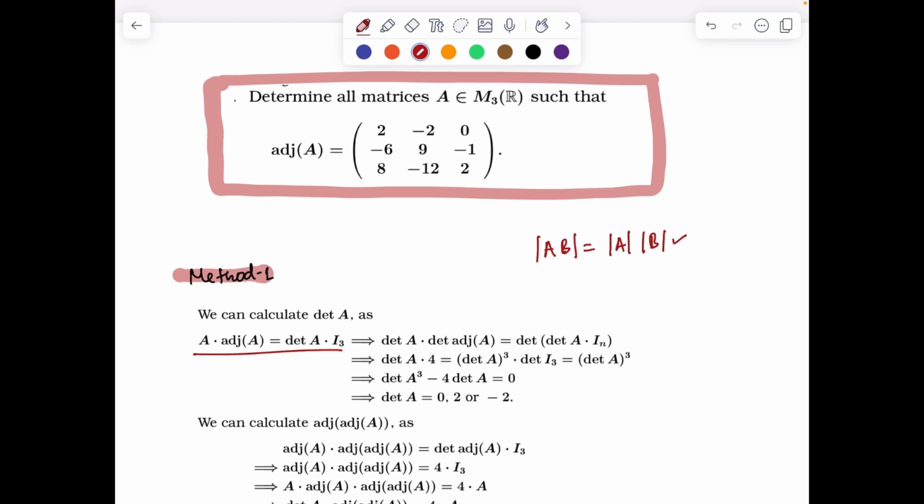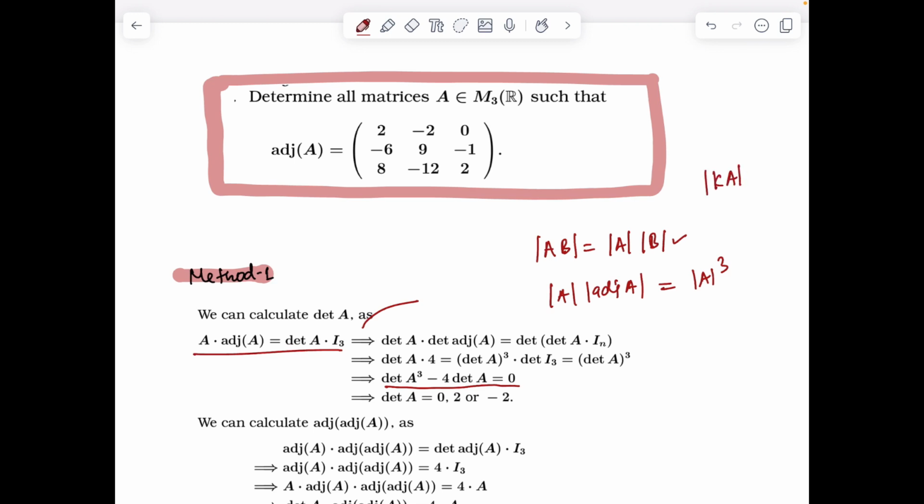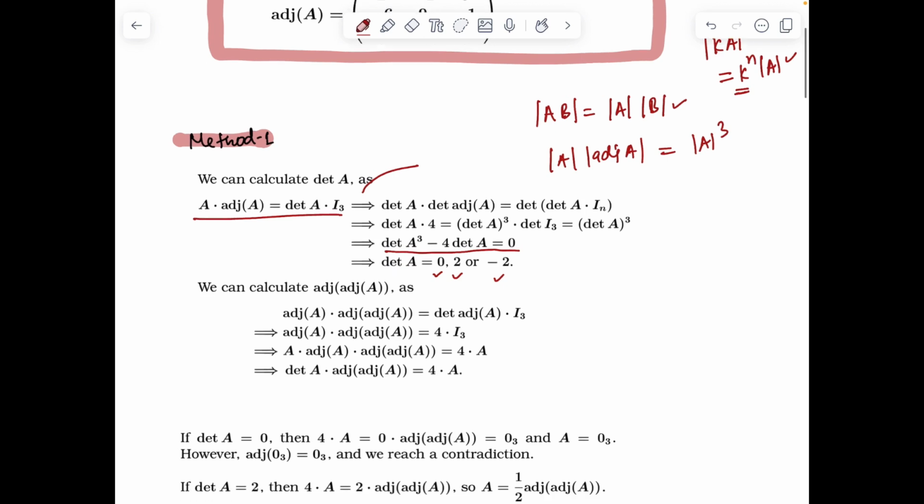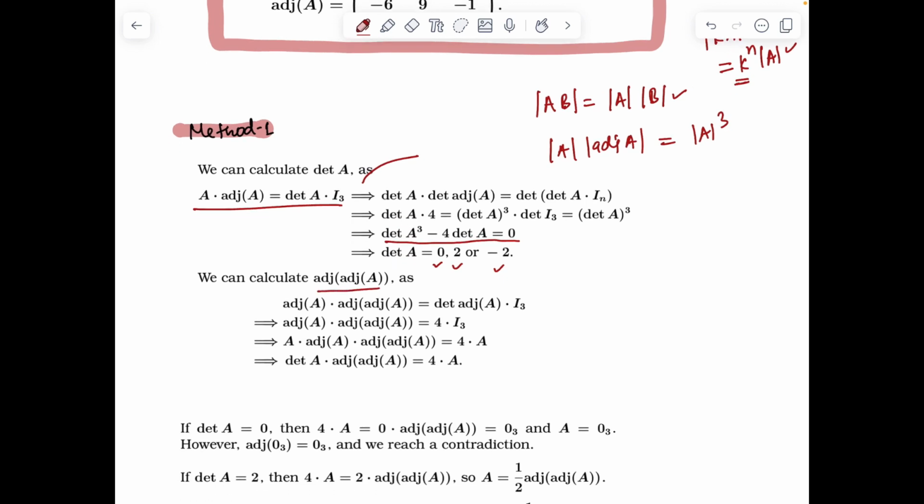So using that, I got the relation determinant of A cube minus 4 determinant of A equals 0, because you can write this as determinant of A times determinant of adjoint of A equals determinant of A, which is a number, so that is determinant of A whole cube, where again the property is determinant of kA is k to the power n determinant of A. So I used this matrix property, and hence we got three possible values of determinant, which are 0, 2 or minus 2.